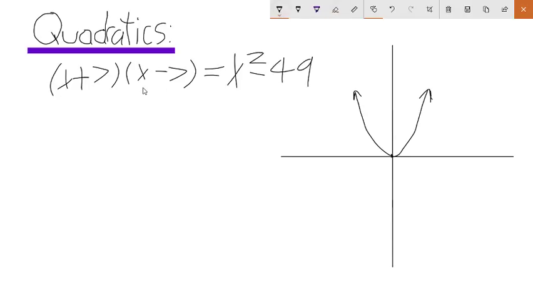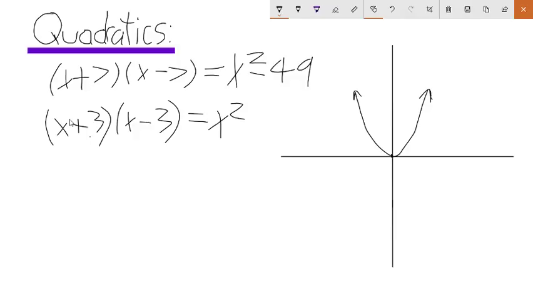Now let's try another one, and please be looking out for a pattern. If we have x plus 3 times x minus 3, let's multiply this out. First we get x squared, then we get plus 3x minus 3x, and so that's just 0x, so we can leave that blank. And then we get 3 times negative 3, which is a negative 9.